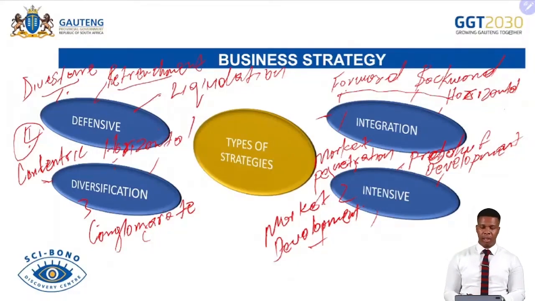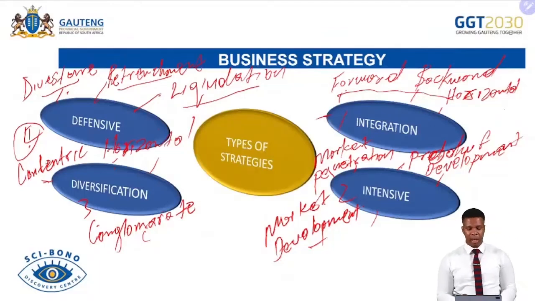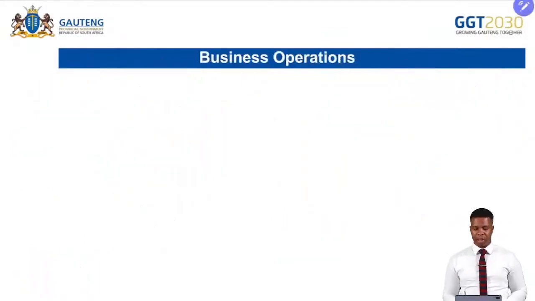And then if that fails as well, they fail to make profit after those two, they now decide to do liquidation, which is the process of selling all assets that the business has. So those are your types of business strategies.